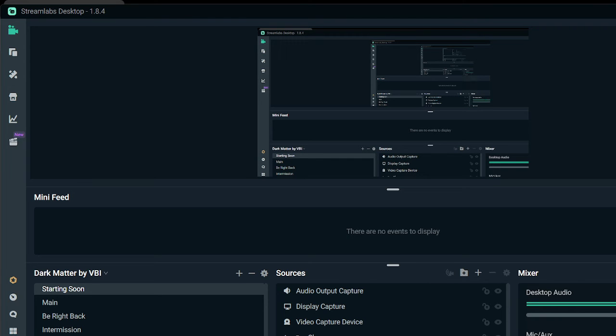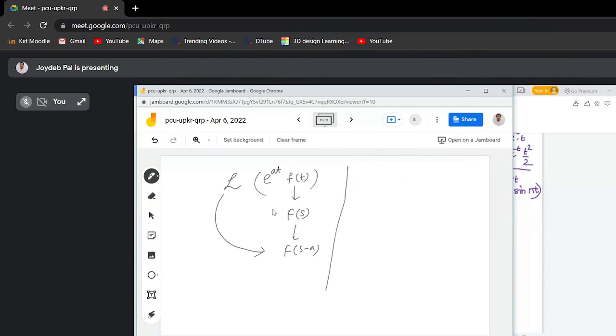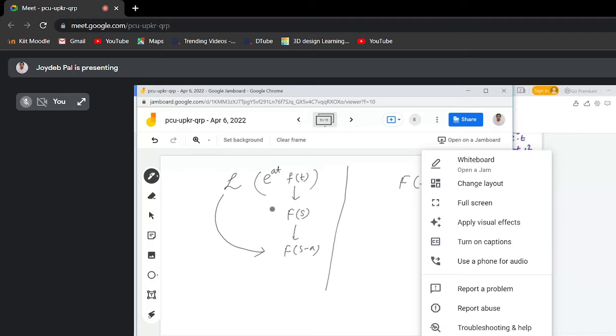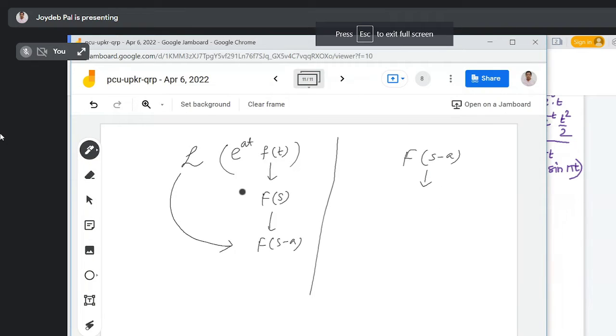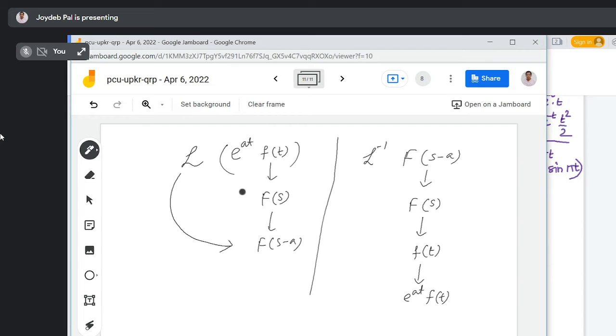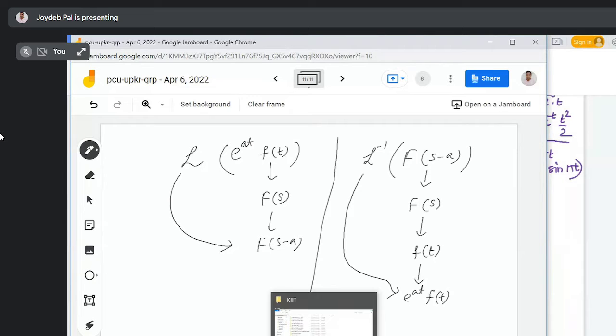तो एक एफ ऑफ एस माइनस ए वाला फंक्शन रहेगा, एफ ऑफ एस माइनस ए। तो फ्रॉम एफ ऑफ एस माइनस ए you find f(s), then you find f(t), and then you write e to the power at into f(t). That will be the Laplace inverse of this. Okay.